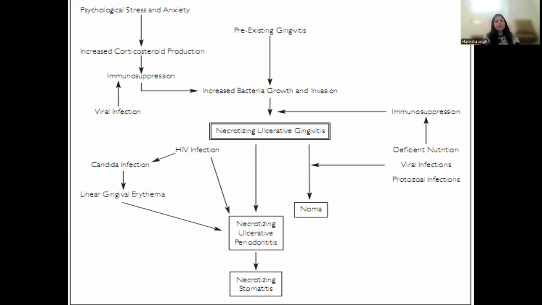And if there is any pre-existing gingivitis, that is also adding on, and it is leading to necrotizing ulcerative gingivitis. Then what other factors? First is immunosuppression, which can be because of viral infection, because of stress, because of deficient nutrition, and HIV infection. And then there is a sequela of necrotizing ulcerative gingivitis, which leads to necrotizing ulcerative periodontitis. And when the cheeks or the skin is involved, it becomes noma.